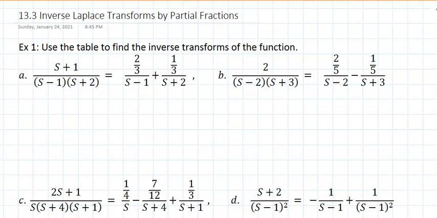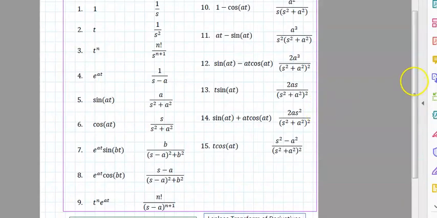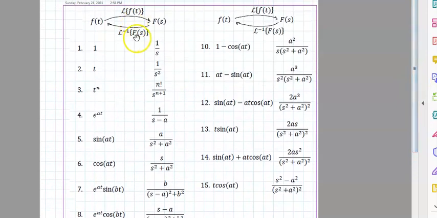Section 13.3 talks about inverse Laplace transforms for partial fractions. Kind of what we did in the previous section when we did the inverse. The catch is, I'm going to try and apply the Laplace inverse. If you recall, when we look at this table, the inverse is going back. Given the right side, you're trying to figure out what you integrated to get that right side.